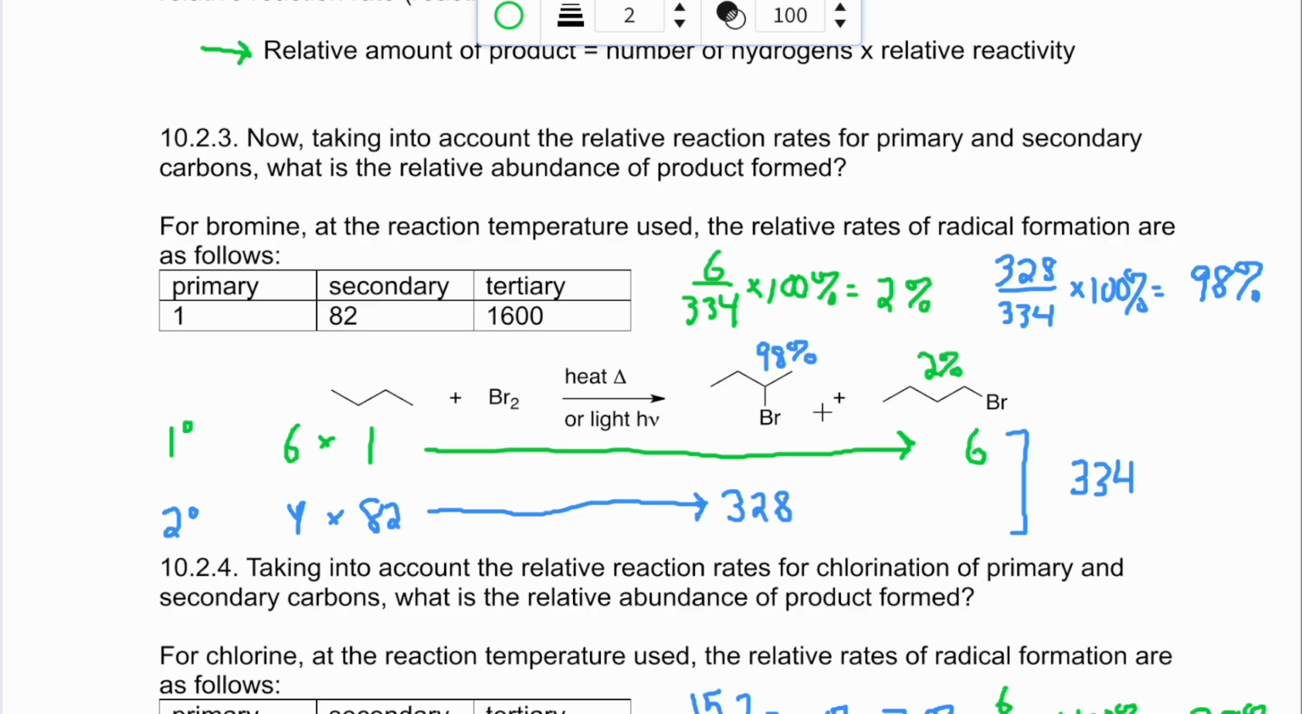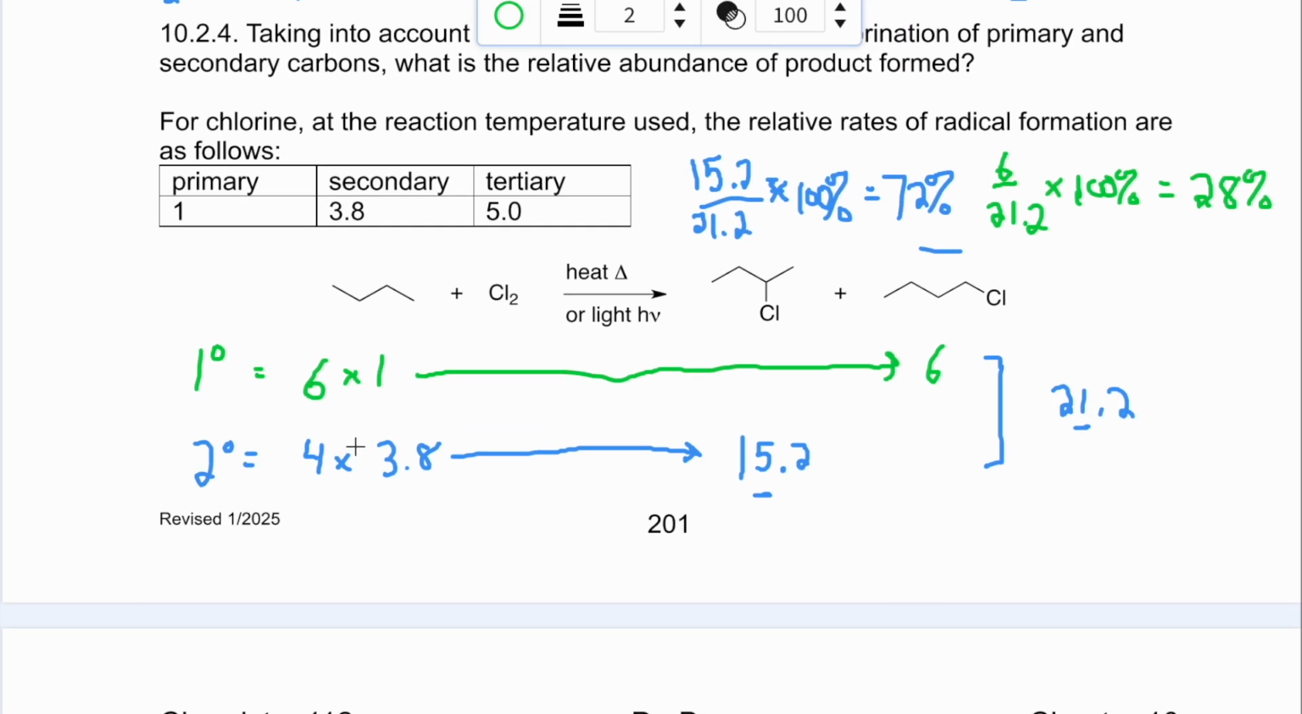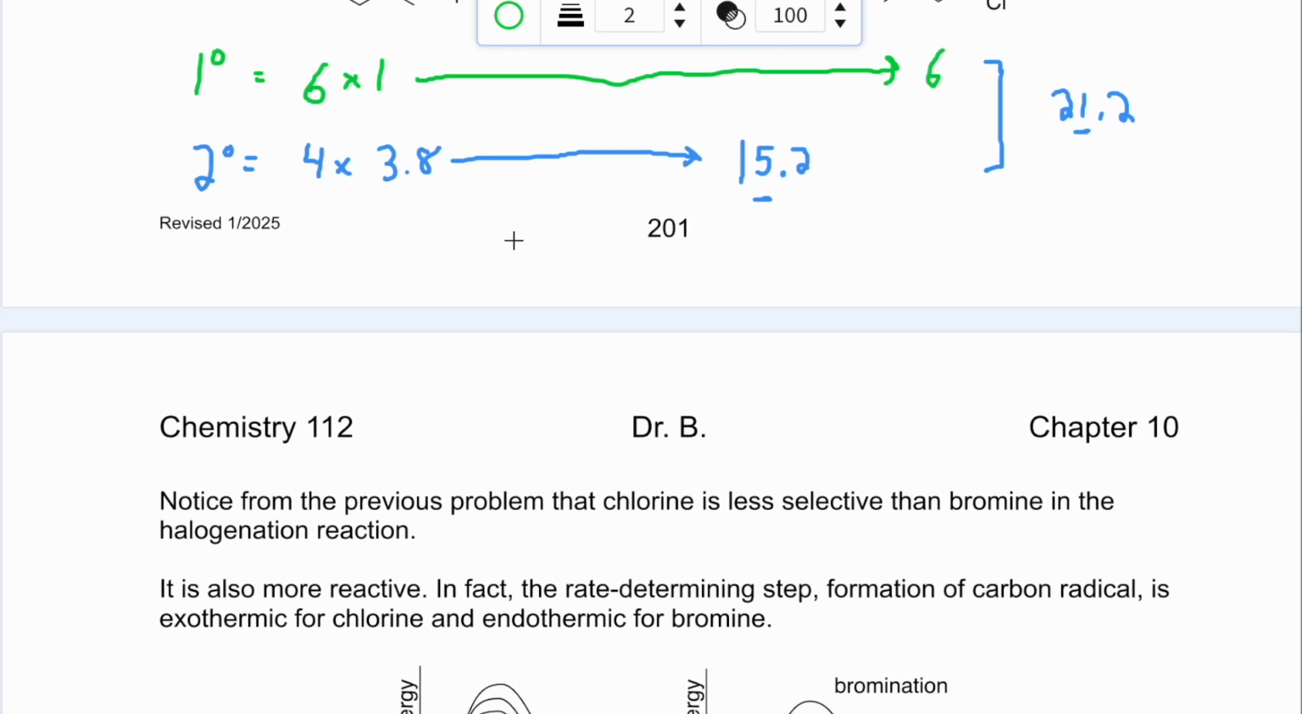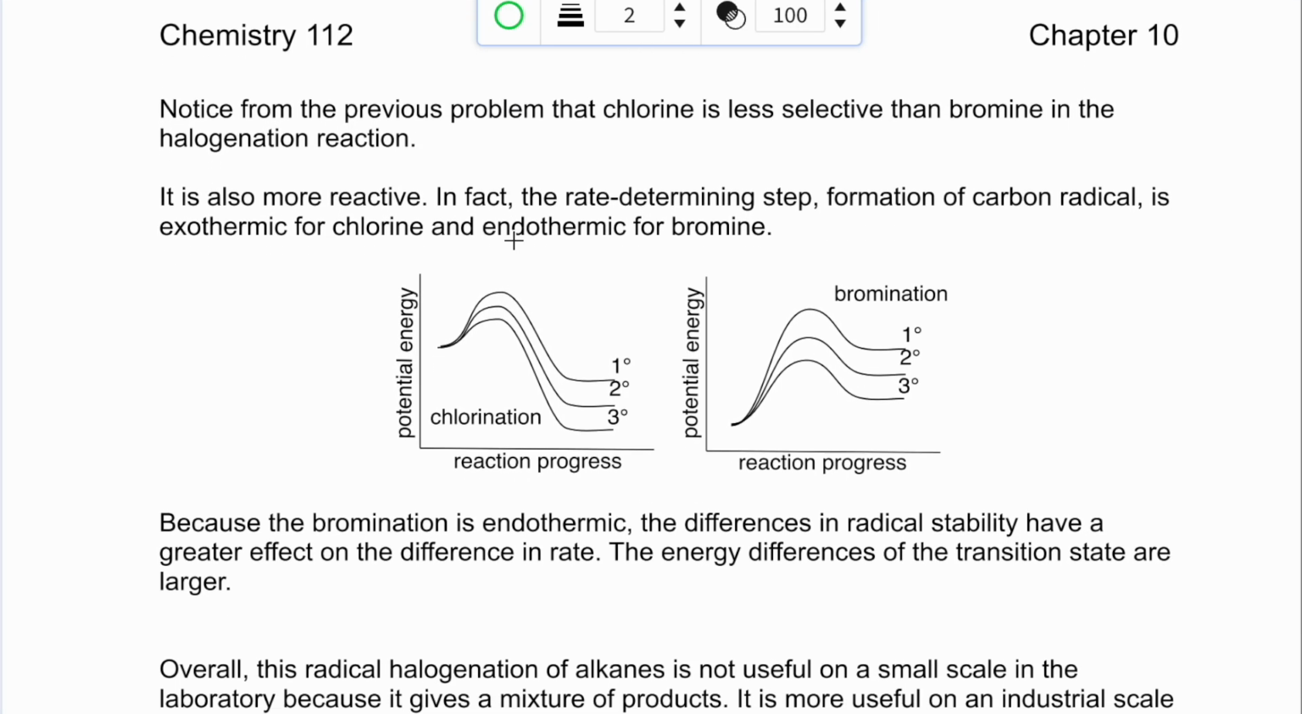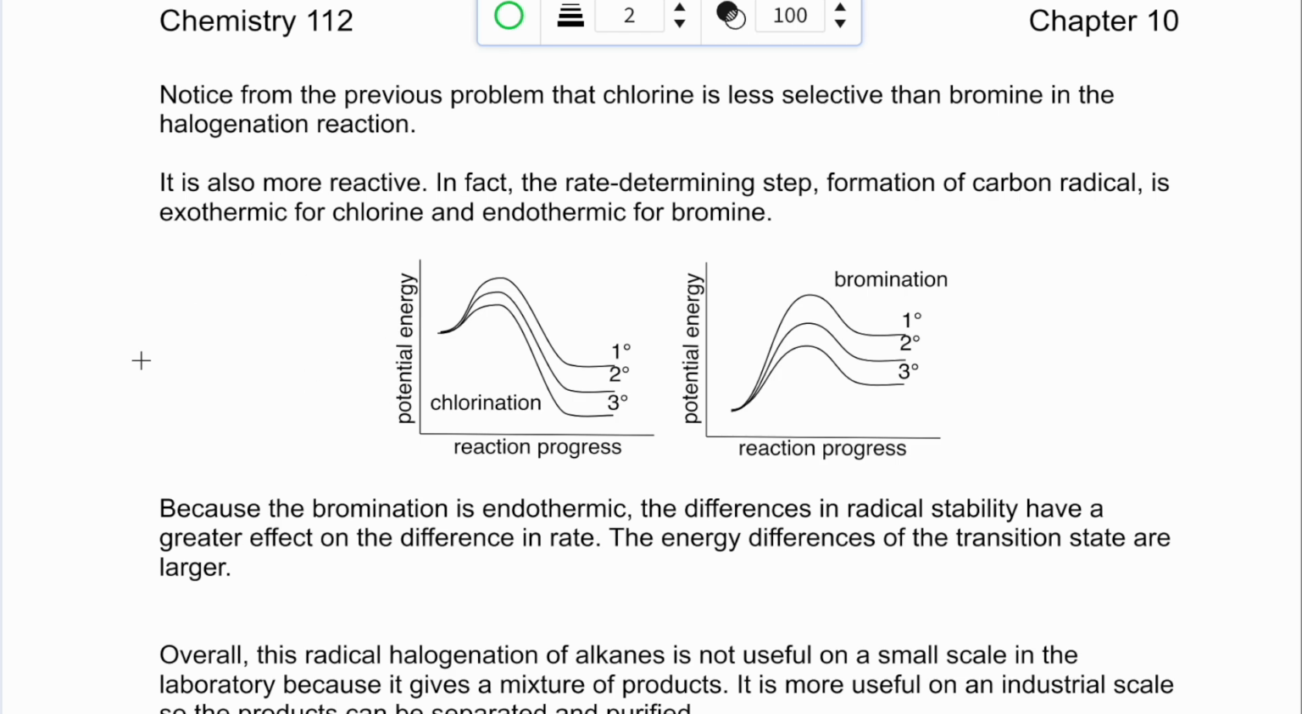The secondary is much more reactive here. So depending on the conditions, you can get different amounts, but generally you're going to get more of the secondary, or if there were tertiary possibilities, you would get more of that. I just had some energy diagrams that are interesting to take a look at.